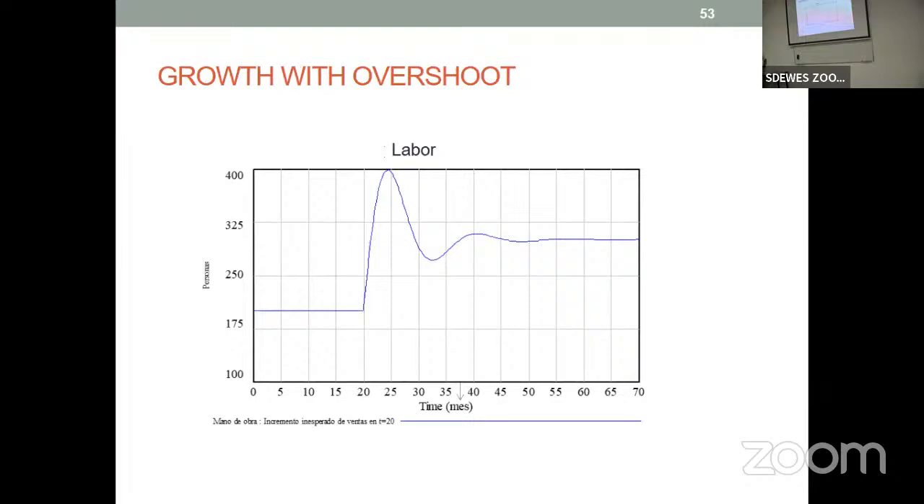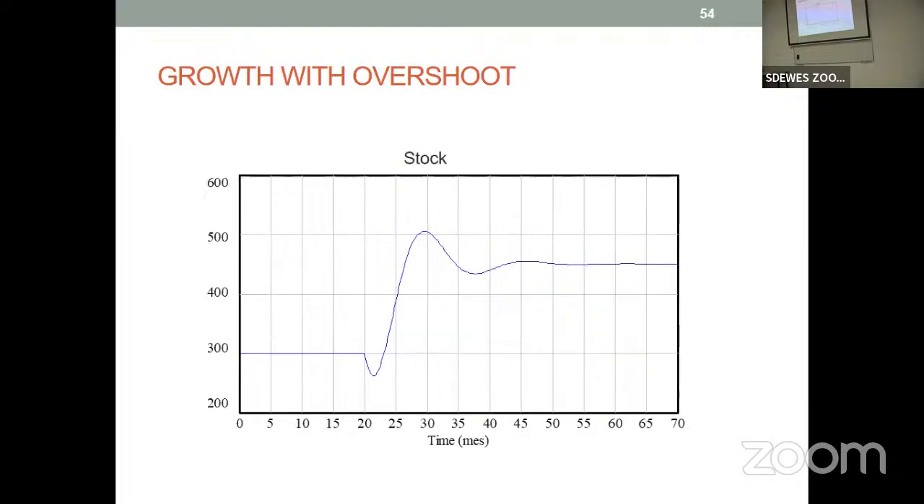So there are oscillations due to the delay, and this is the stock. This is more clear. At the beginning, I have more sales, so I decrease the stock. Then I have more production. I increase the production, increase the stock, but I have more sales until I reach an equilibrium point.